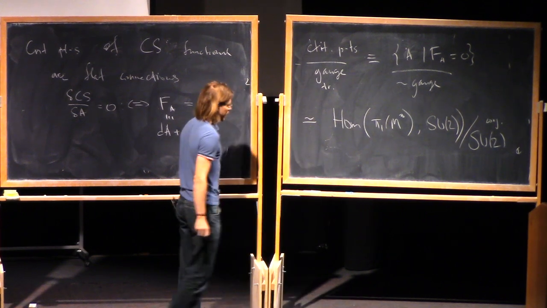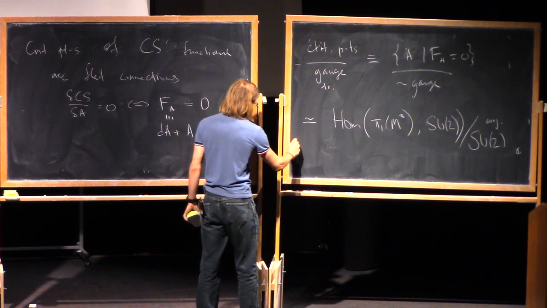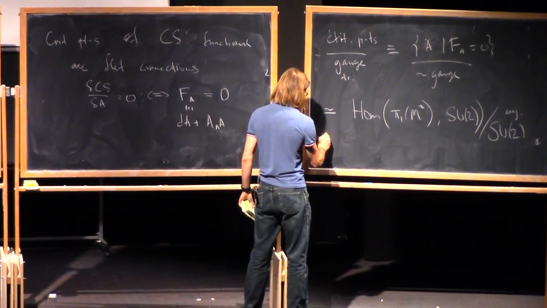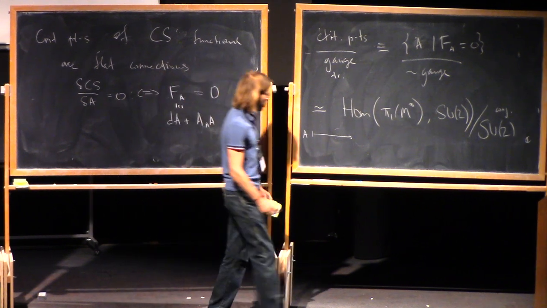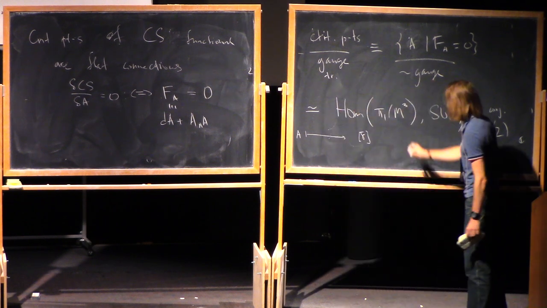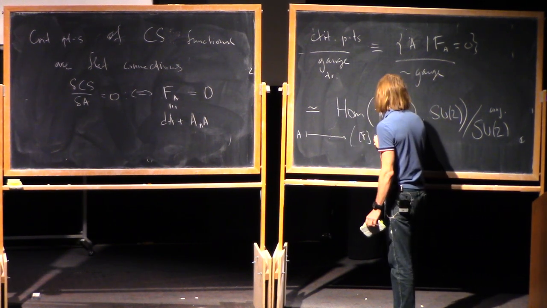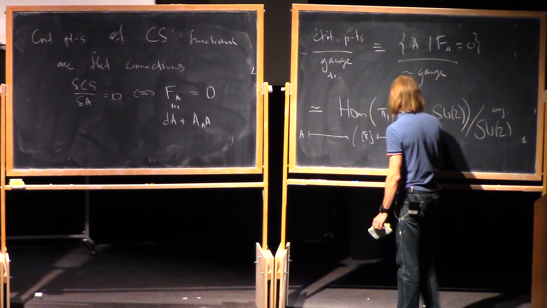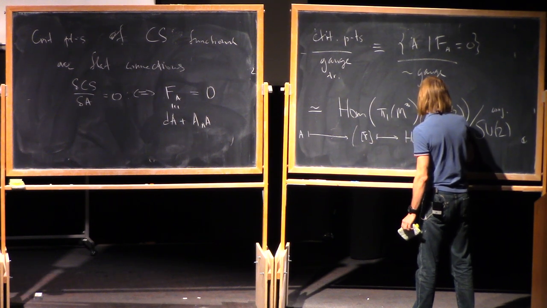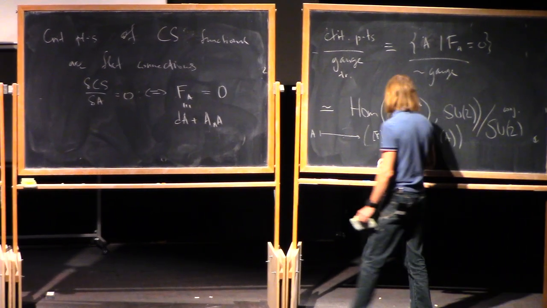And the correspondence is given as follows. So if I have some flat connection A, then I need to construct this Hol, and the Hol is given by: if I take some element of pi 1 represented by some cycle gamma, I map it to the holonomy of my connection A around gamma.